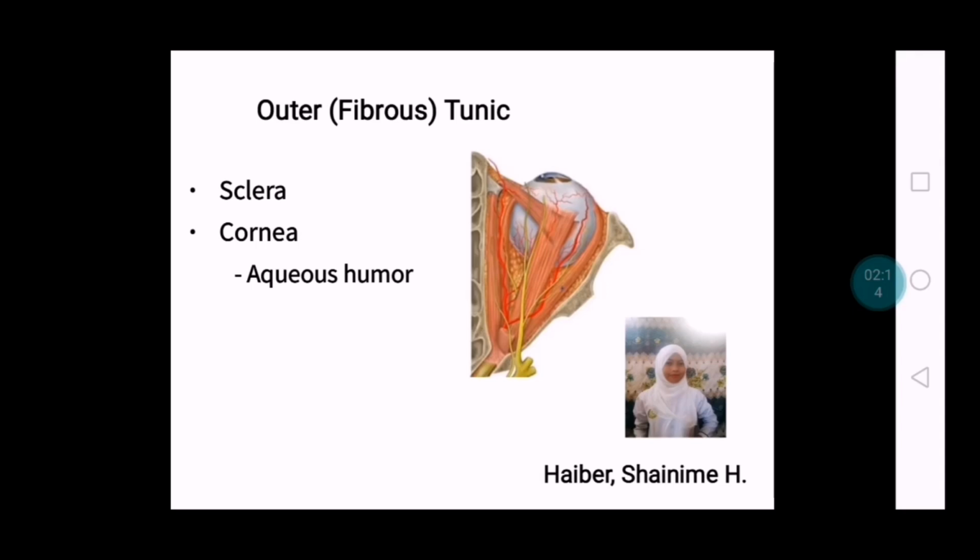Aqueous humor. The clear, watery fluid between the cornea and the front of the vitreous. Since the lens and cornea have no blood supply, the aqueous humor performs the blood's job of carrying nutrients to those structures.